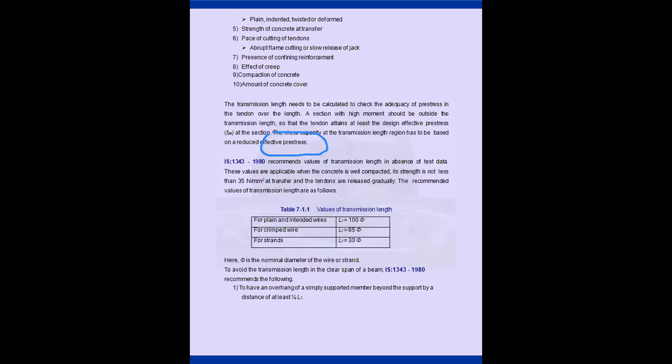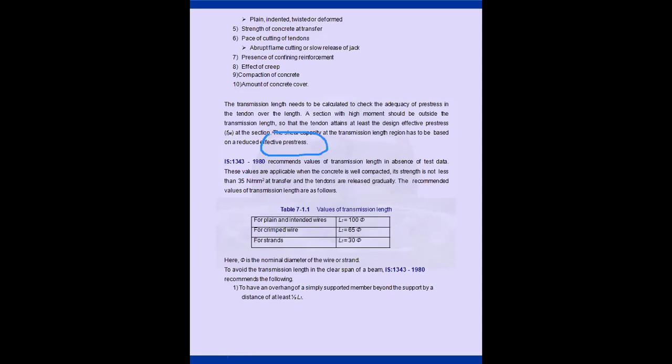Here it was given clearly as per the code 1343 2012. 1980 is the old code, so please correct it. 1343 2012 is the latest code for pre-stressing. So what is it recommending? It is recommending the same values. In absence of test data, these values are applicable when the concrete is well compacted, its strength is not less than 35 megapascal at transfer, and the tendons are released gradually. The recommended value of transmission length is given like this. So this is the codal transmission length value which is recommended by the code.